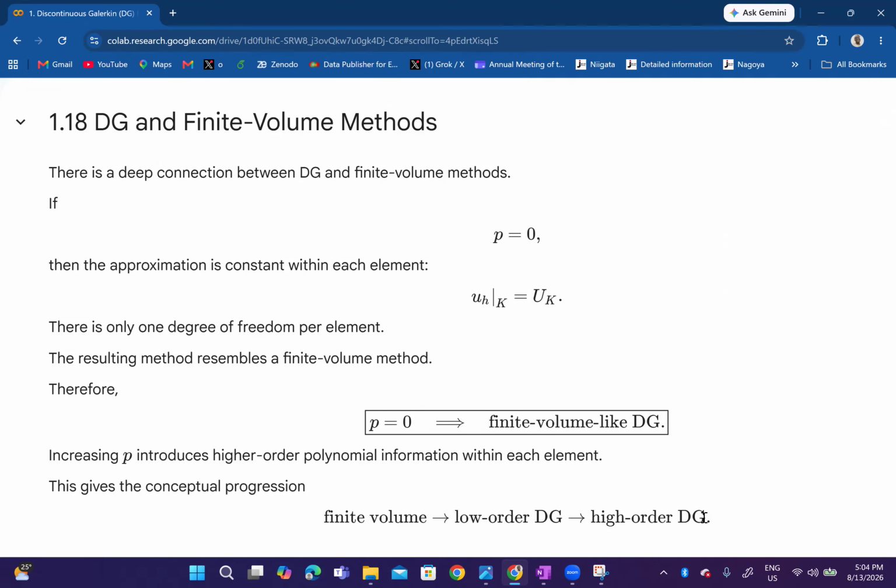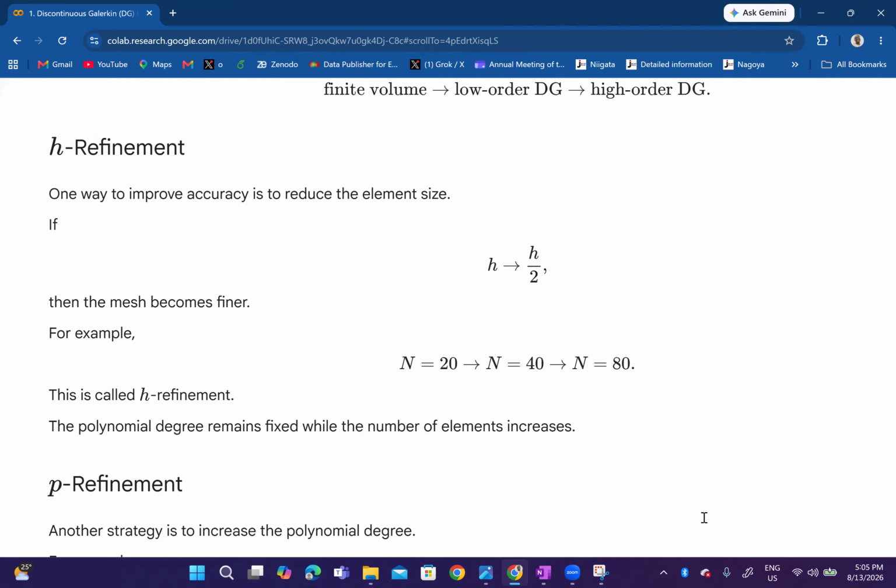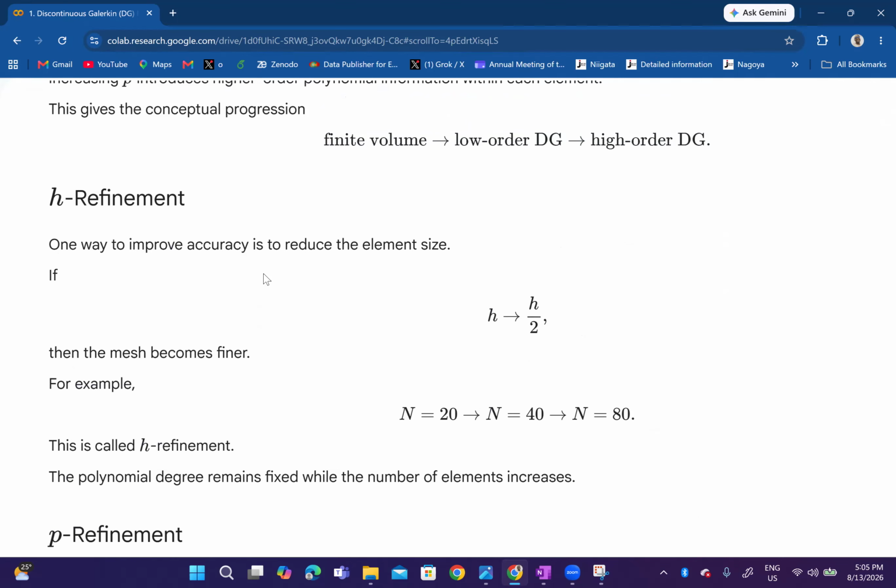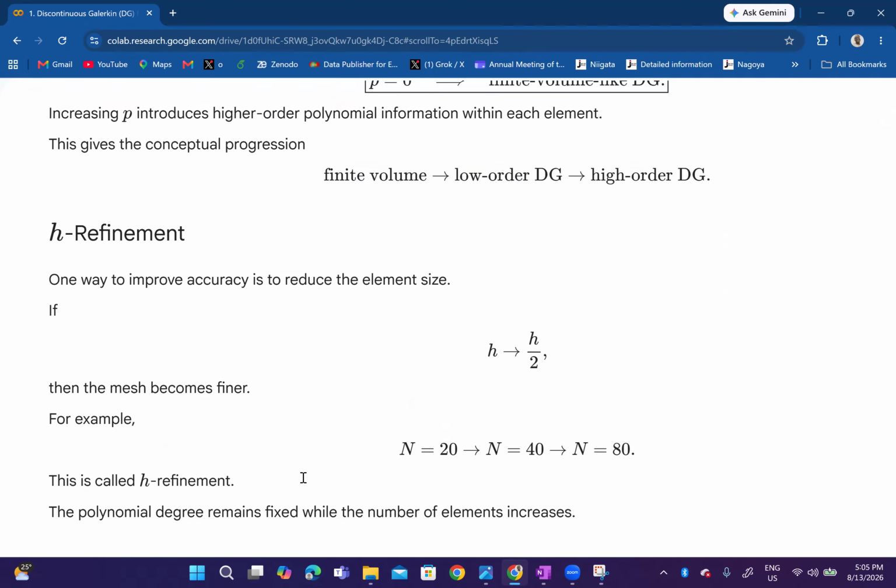discontinuous Galerkin. Then we have h refinement. One way to improve accuracy is to reduce the element size. So h goes to h over 2. Then the mesh becomes finer. If you reduce the element size, dividing it by 2, for example, N equals 20 becomes N equals 40 and N equals 80 like that. This is called h refinement. So we are refining the element size. The polynomial degree remains fixed while the number of elements increases.